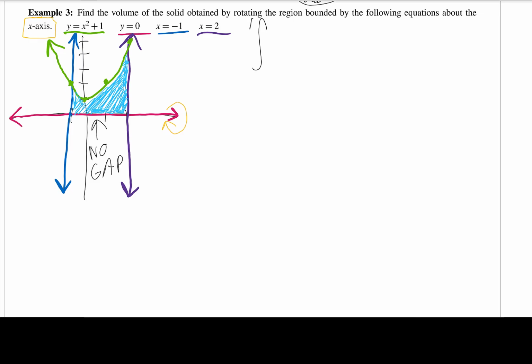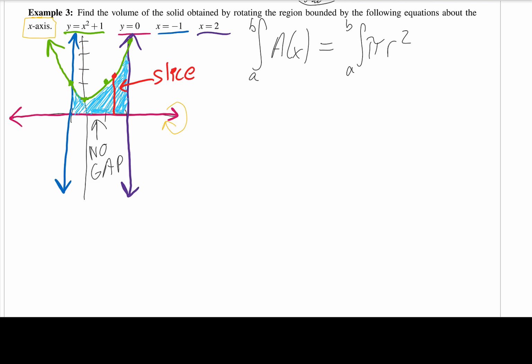The integral from a to b of A of x, which is going to be equal to the integral from a to b of pi r squared. And so now we need to figure out, well, how do we get our r? If I take some vertical slice in here, let's say I take my slice right here. So this is my slice. The radius is whatever the length of this slice is.